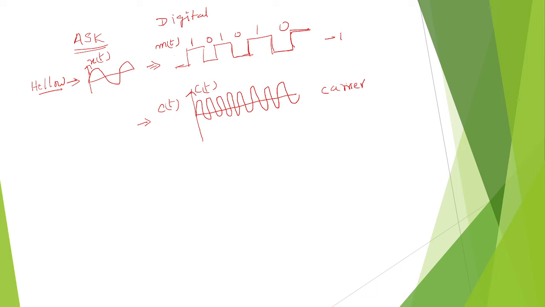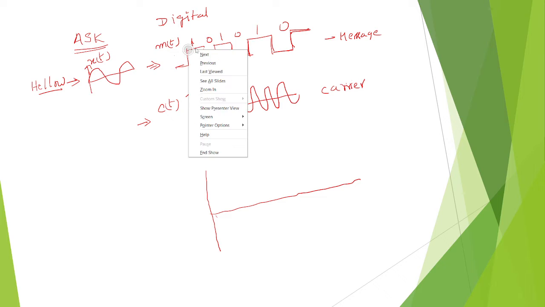This is the message signal. The message signal is modulating with the carrier. After modulation, you will get the modulated output, the ASK output, amplitude shift keying. For binary, the carrier amplitude is varied according to the message signal. That is the definition of amplitude shift keying: the carrier amplitude is varied according to the message signal.